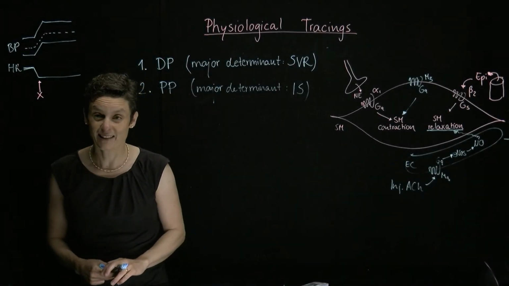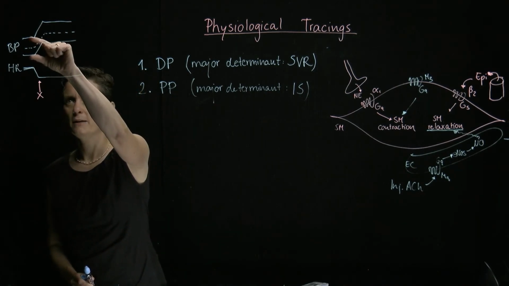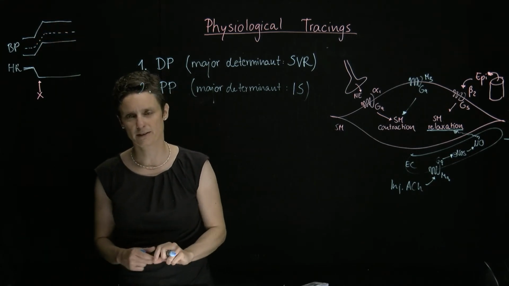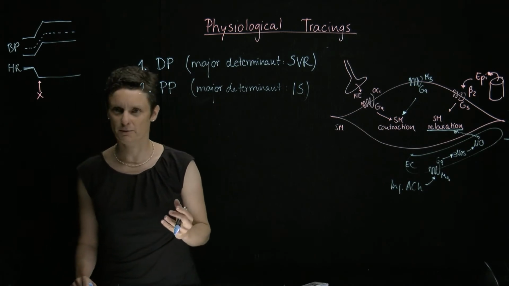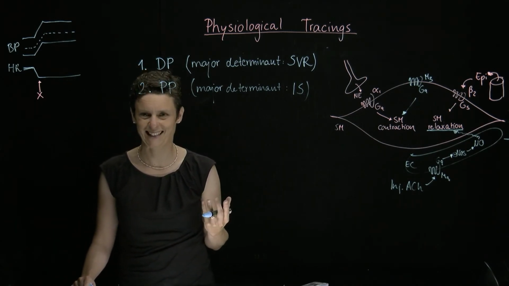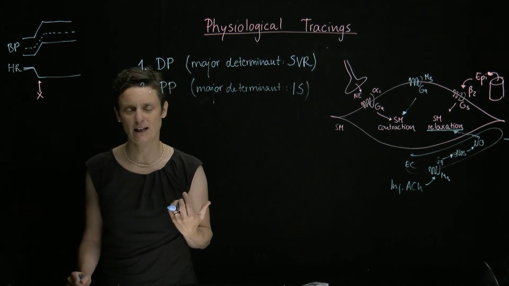So the second thing you should look at is the pulse pressure. Here the pulse pressure is the difference between the systolic and the diastolic pressure, if that changed from before the drug was given to after the drug was given. What is a major determinant of pulse pressure? It's going to be the inotropic state, contractility, the ventricular myocytes, how forcefully they can contract.